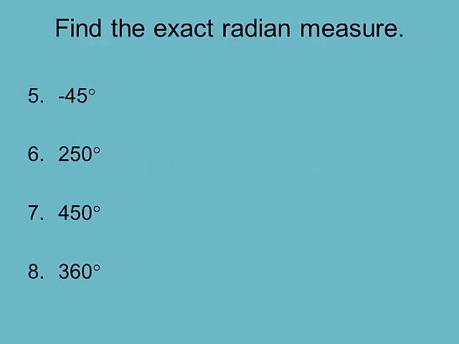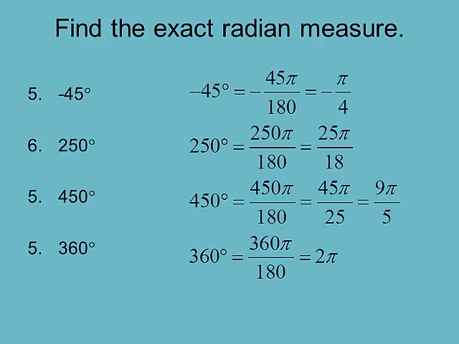And now let's just knock out the next 4 here all on one screen. Let's find the exact radian measurement for negative 45 degrees, 250 degrees, 450 degrees, and 360 degrees. Again, we're going to multiply by pi radians over 180 degrees. So we multiply each of these by pi over 180 degrees. The degrees cancel. And so you basically end up with the angle times pi over 180, and then you reduce it. And you can see that we end up with negative pi over 4, 25 pi over 18, 9 pi over 5, and to no one's surprise, 2 pi.